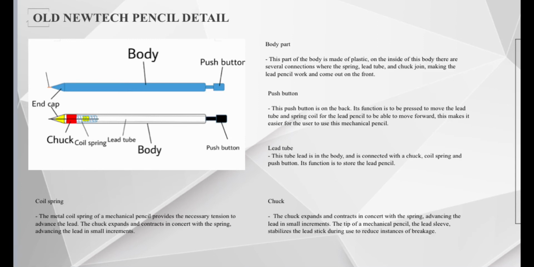Number 5 is chuck. The chuck expands and contracts in concert with the spring, advancing the lead in small increments. Number 6, the tip of the mechanical pencil, the lead sleeve, stabilizes the lead stick during use to reduce instances of breakage.